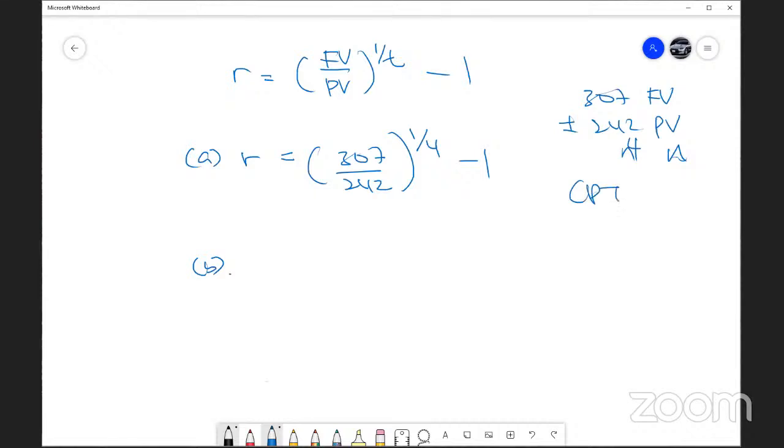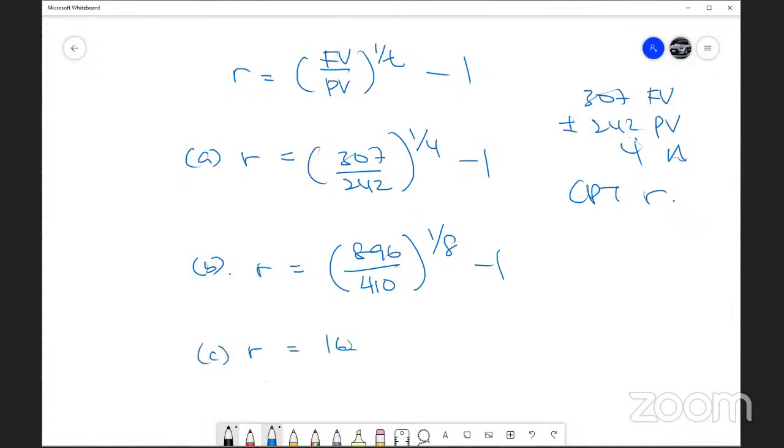and compute R. Time is 4 years. Repeat this for the rest of the other 3 equations. 896 divided by 410 times 1 over 8, minus 1. 162181 divided by 51,700, 1 over 16, minus 1.